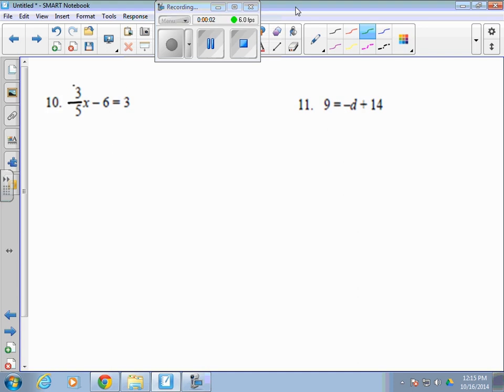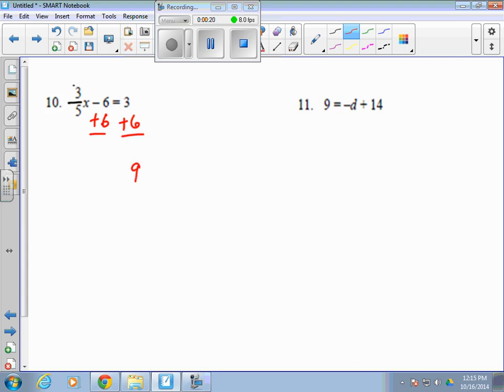We have Algebra 1, test number 10 study guide. This is part number 2, picking up with number 10. Number 10 said we're solving for the variable. 3 over 5 x minus 6 is equal to 3. You're still undoing your order of operations backwards. Undo addition and subtraction. So undo minus 6 by adding it.